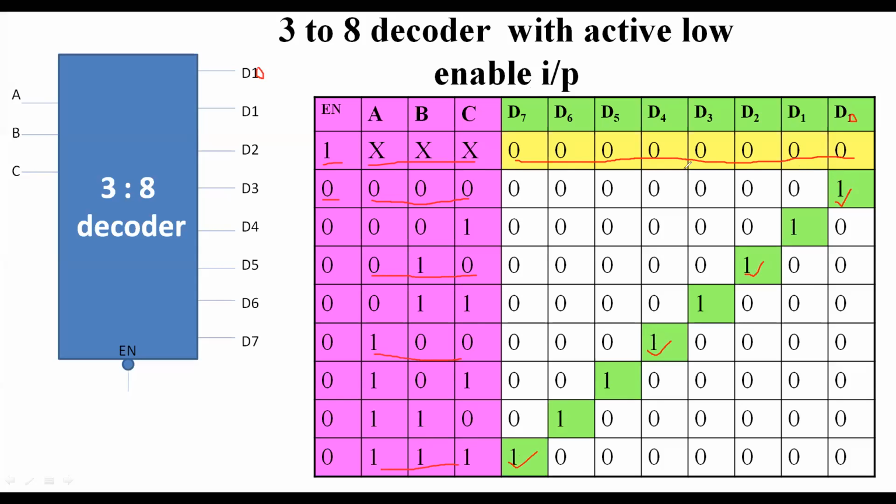If you observe the function table, out of the 8 output lines, only one will be selected. This selection depends on the input combinations, the 3 inputs A, B, C. Okay. This is the 3 to 8 decoder. Okay. Next.